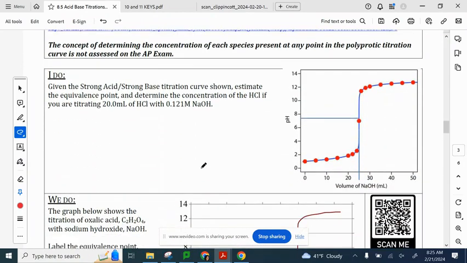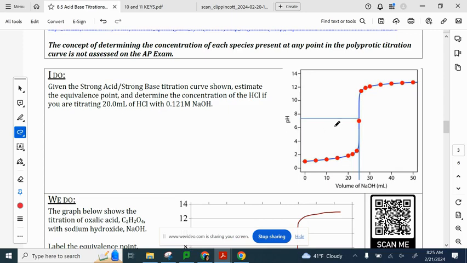So next one. You are given a strong acid, strong base titration curve that's listed here. You're going to estimate the equivalence point and determine the concentration of the hydrochloric acid if you're given this. Now, we don't even need this graph really, well, I guess we do because we need to know the volume of the NaOH. So the volume of the NaOH at equivalence was 25 mils.